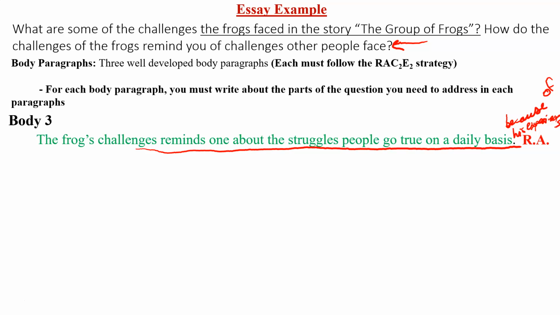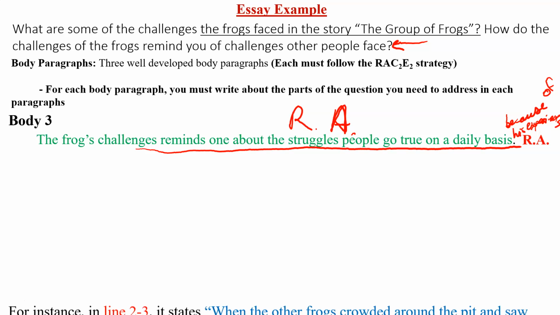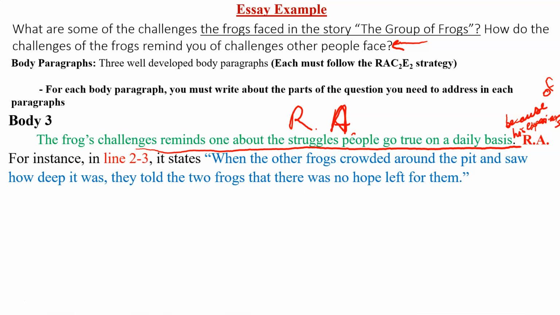So yes, I needed to have my R and my A, right? Oftentimes, getting so used to writing, you end up doing what you're used to, but this is what's necessary, right? Restate and answer. Frog's challenges remind one about the struggles people go through on a daily basis. So now I have my evidence.